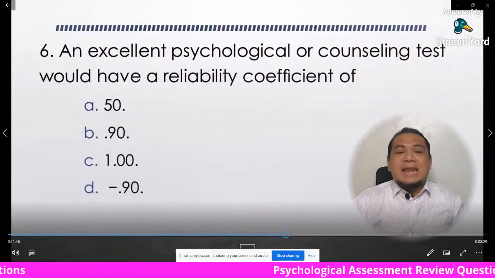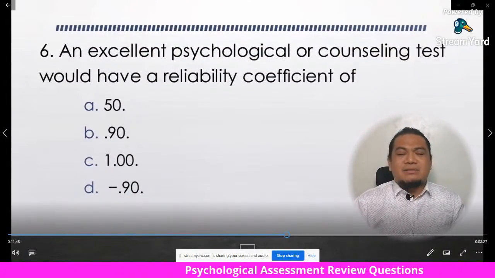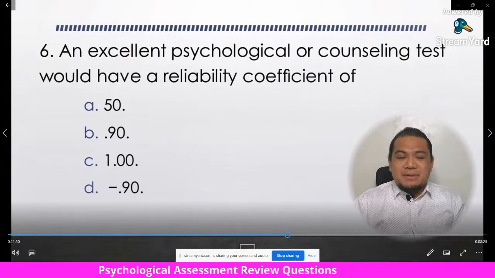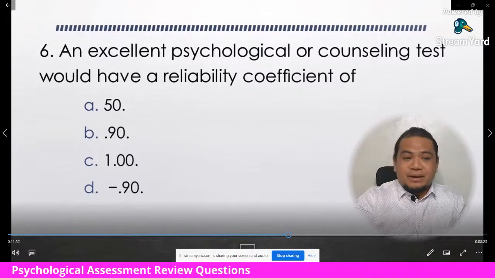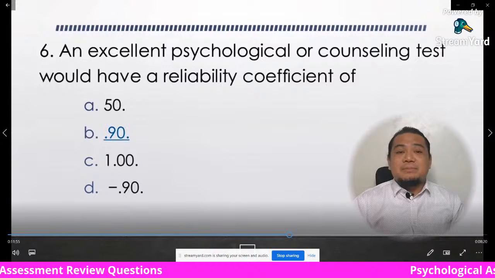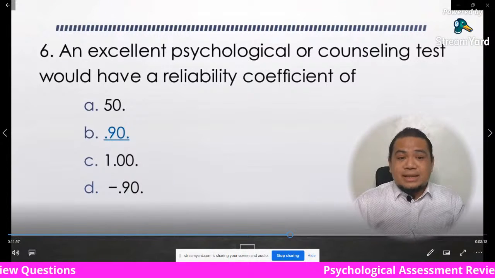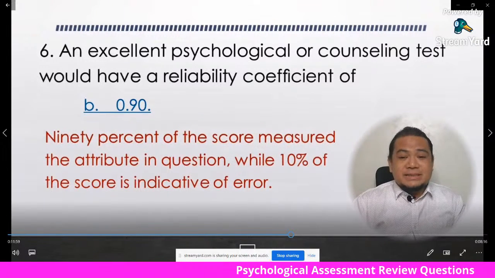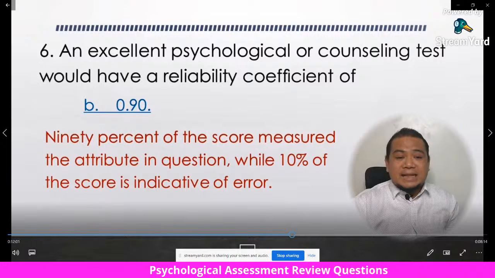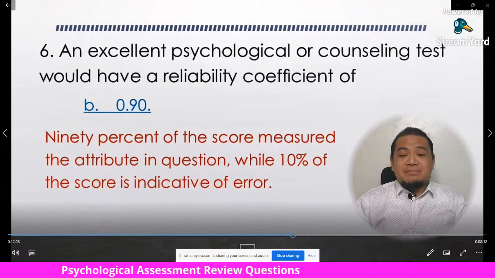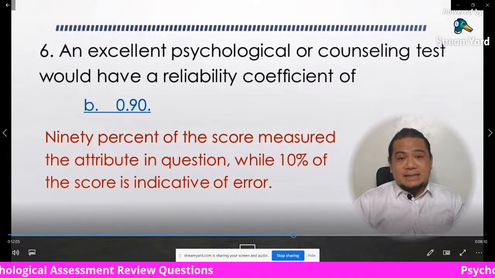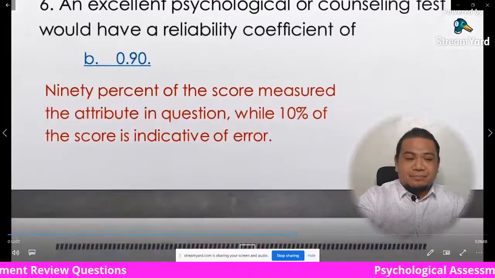Number six, an excellent psychological or counseling test would have a reliability coefficient of, and the answer is letter B, 0.9. 90% of the score measured the attribute in question, while 10% of the score is indicative of error.